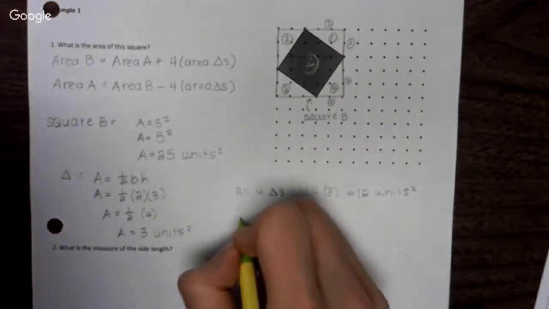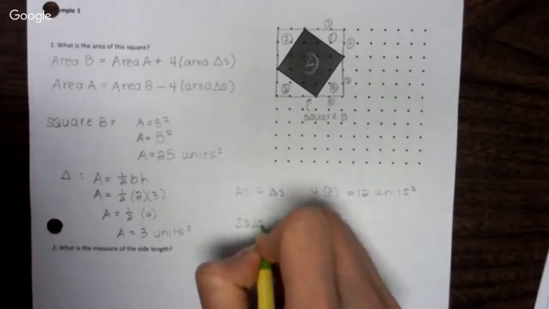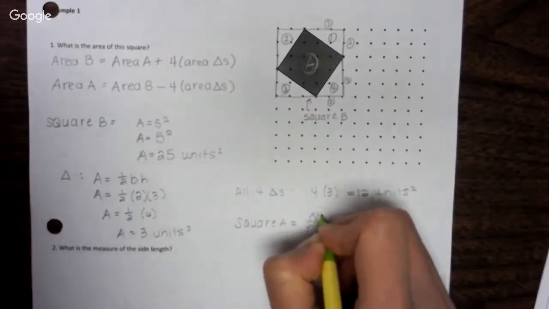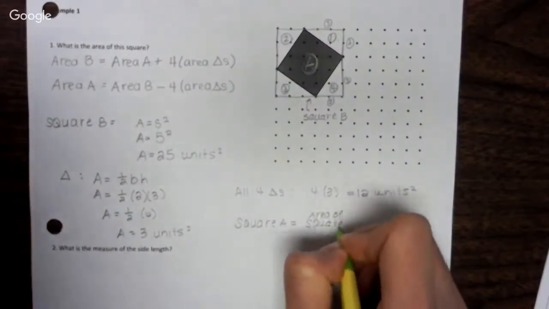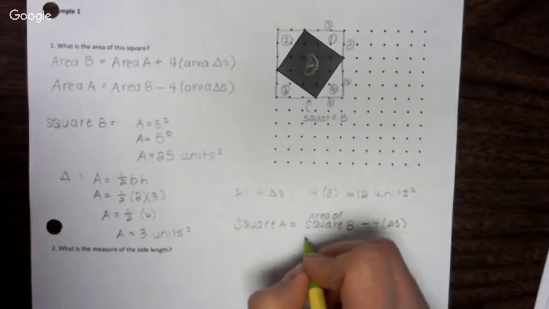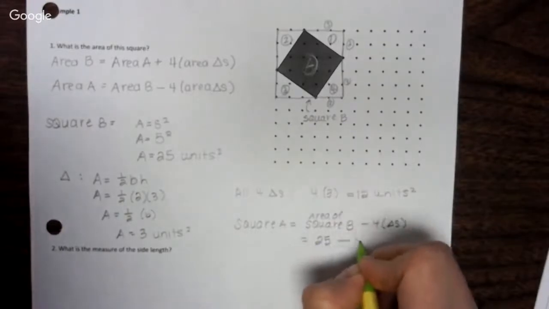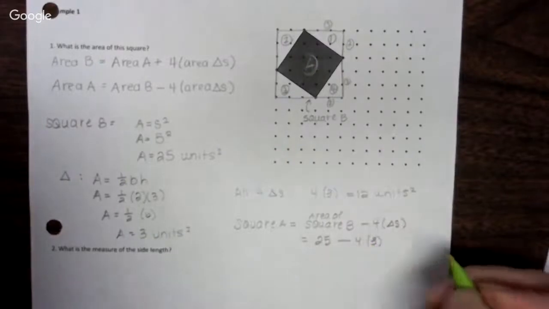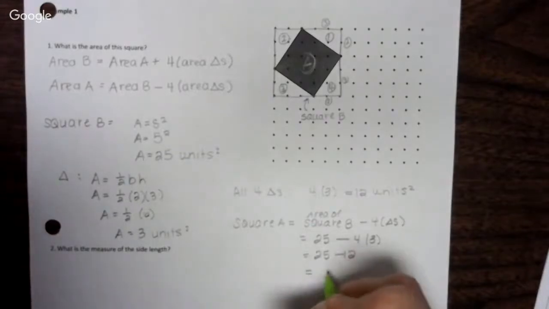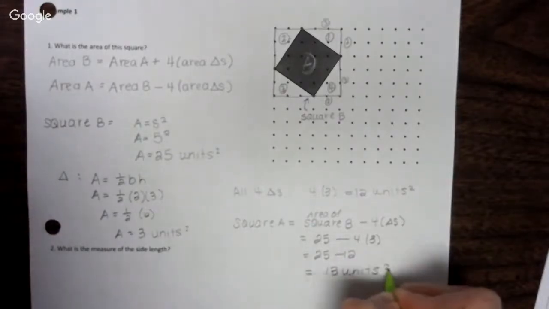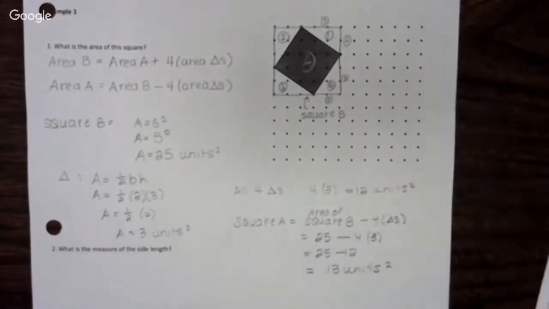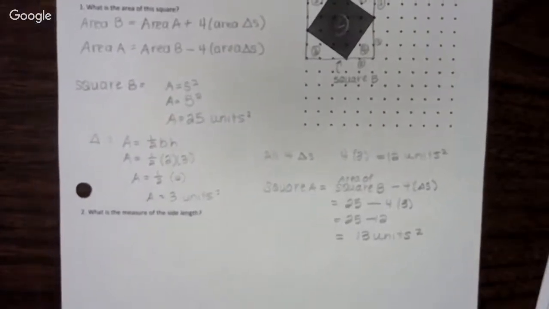So let's find the area of square A. Remember, we're going to take the area of square B and subtract the 4 triangles. The area of square B we found to be 25, and then we're going to do 4 times 3. So that's 25 minus 12, which is 13 units squared. So the area of A we found by finding the whole area and subtracting the triangles, which gives us 13 units squared. So what is the measure of the side length?